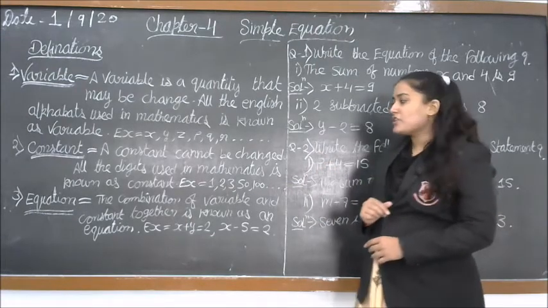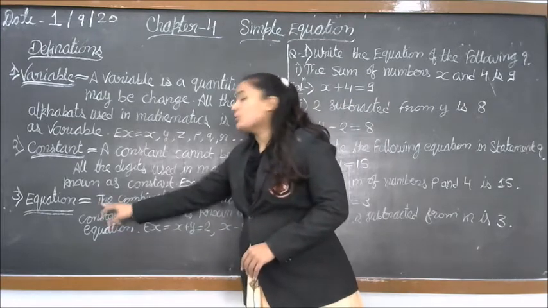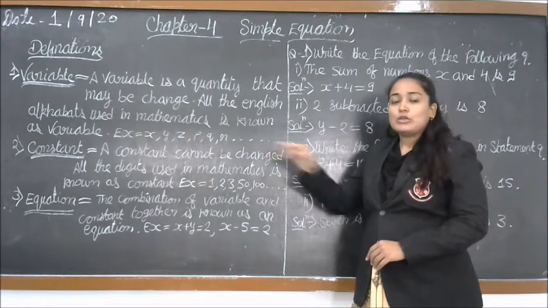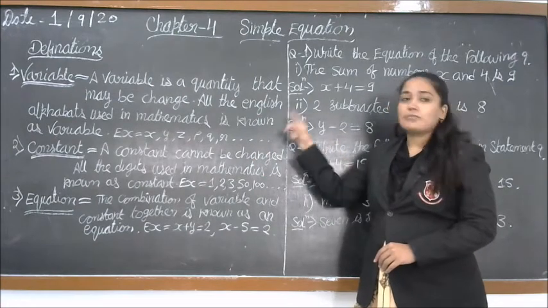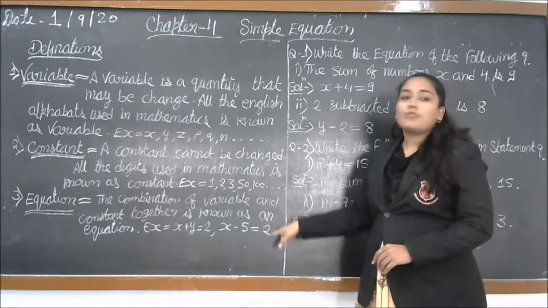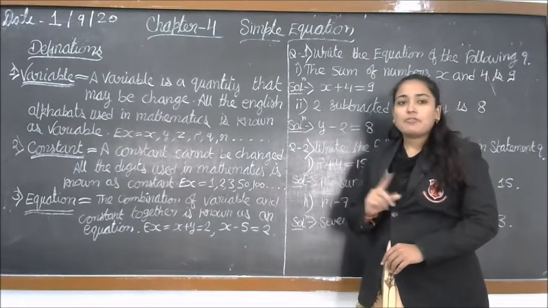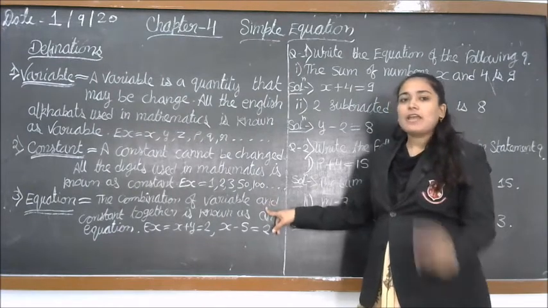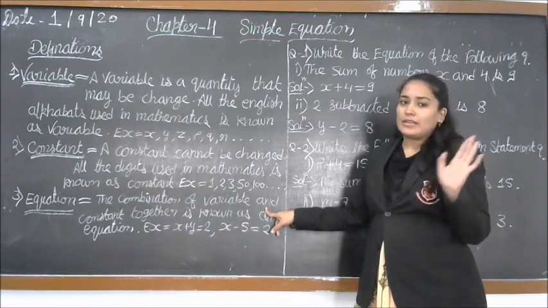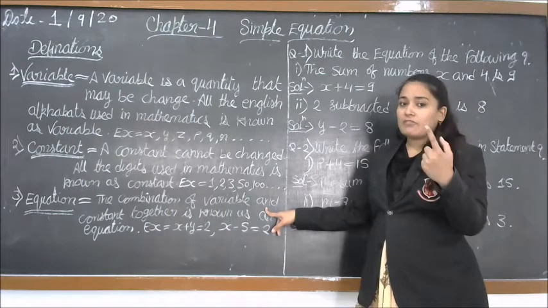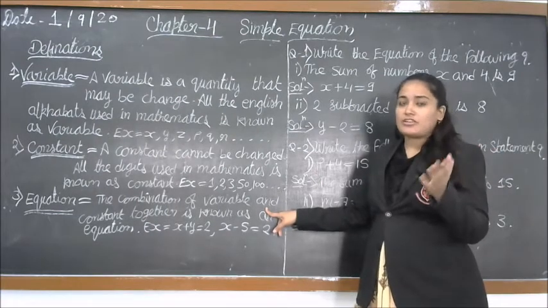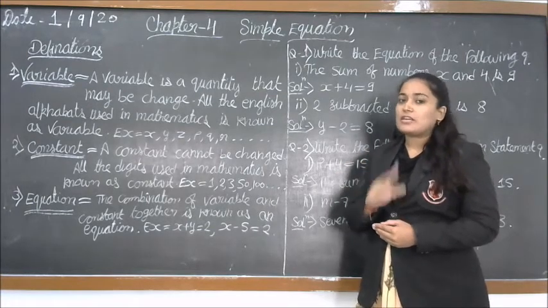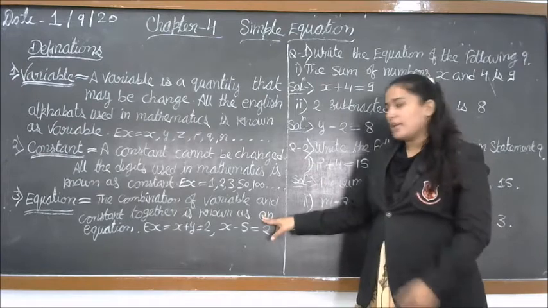Now, our third definition is equation. What do you mean by equation? You know about the variable and constant. When we join variable and constant together, it forms an equation. Equation is the combination of variable and constant. When we have only one constant, it is not an equation. When we have only one variable, it is also not an equation. But if we have both variable and constant together, then it is an equation.